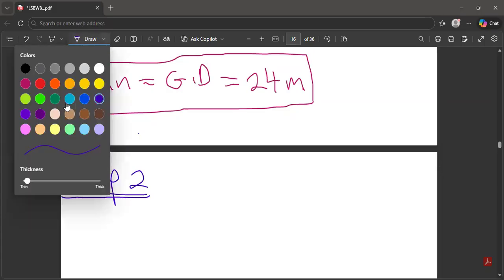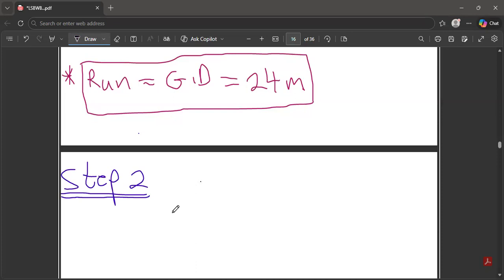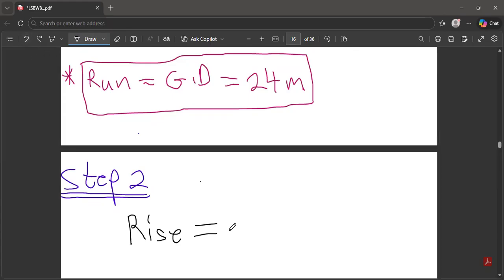So we said that our rise equals to what? The difference in elevation. That is our rise. Or we say our rise equals the change between the final one and the initial one. Let me write it over here: our rise is the same as the change in elevation.